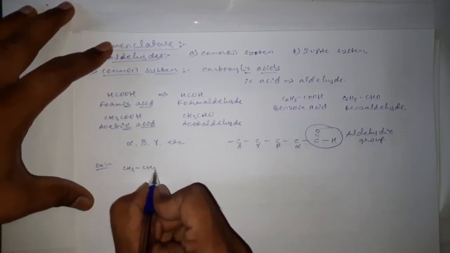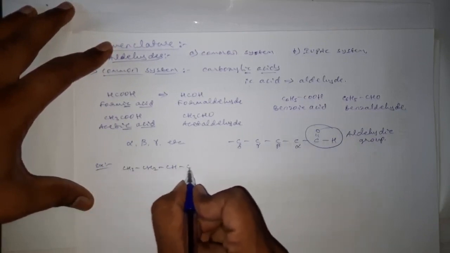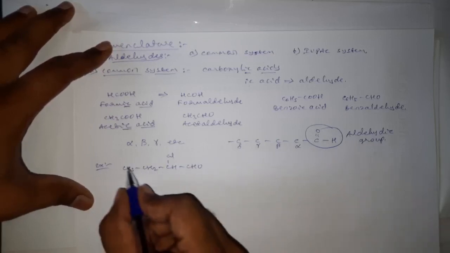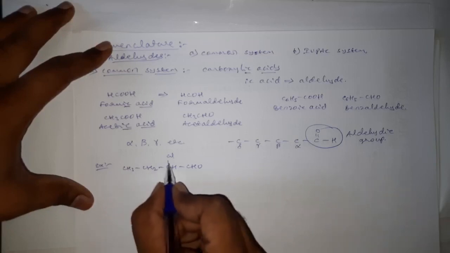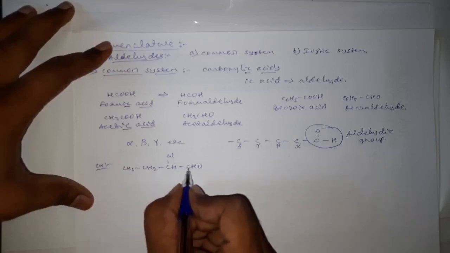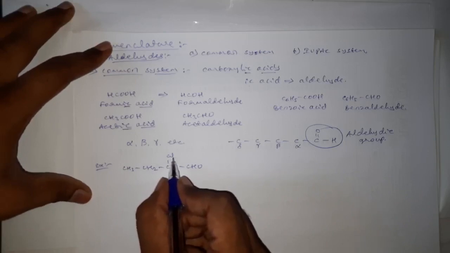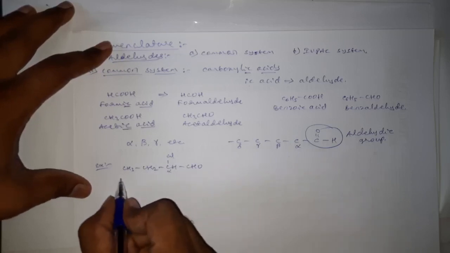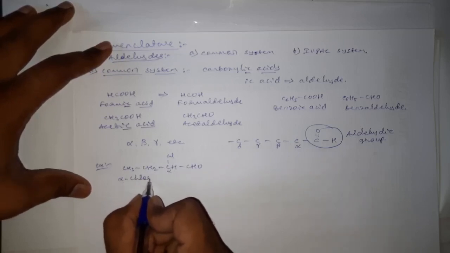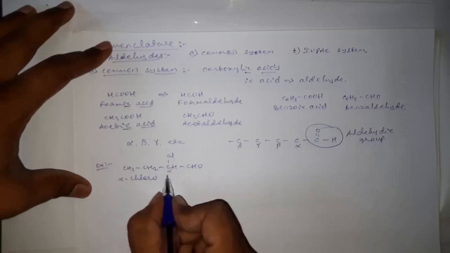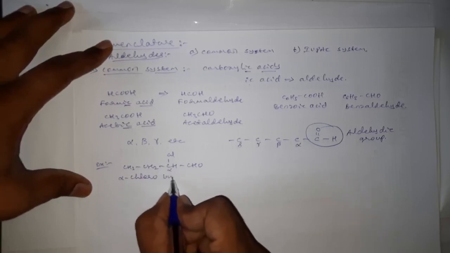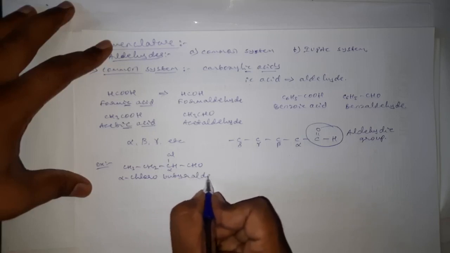CH3CH2CHClCHO. Here this is our parent chain, and the carbon which is attached to the aldehydic carbon has a substituent Cl, and therefore we indicate this one as alpha. Then the common name is alpha-chloro, and this is butyric. It is derived from the carboxylic acid, that is butyric acid, and therefore its common name is butyraldehyde.